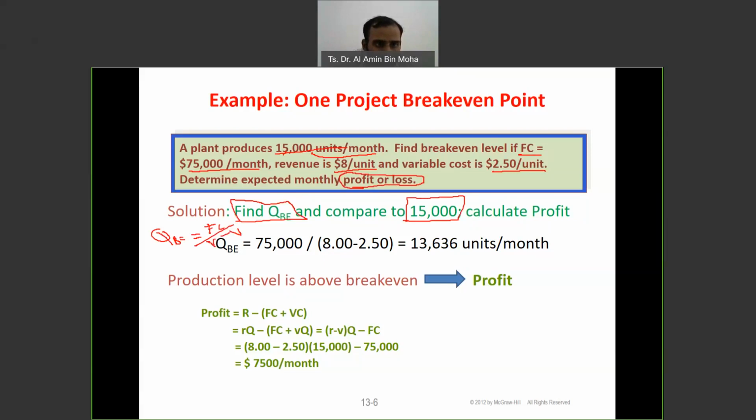So what is revenue? Sorry, fixed cost. The first one is 75,000. And then we have R and V. R is 8. And then we have V per unit. So if you minus this and then divide 75,000 by the answer here, you're going to get 13,636 units per month. So what are they doing currently? 15,000, right?